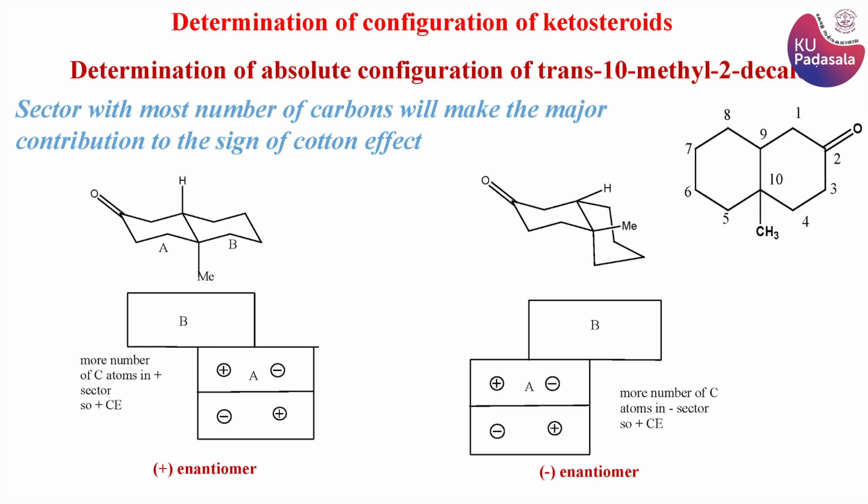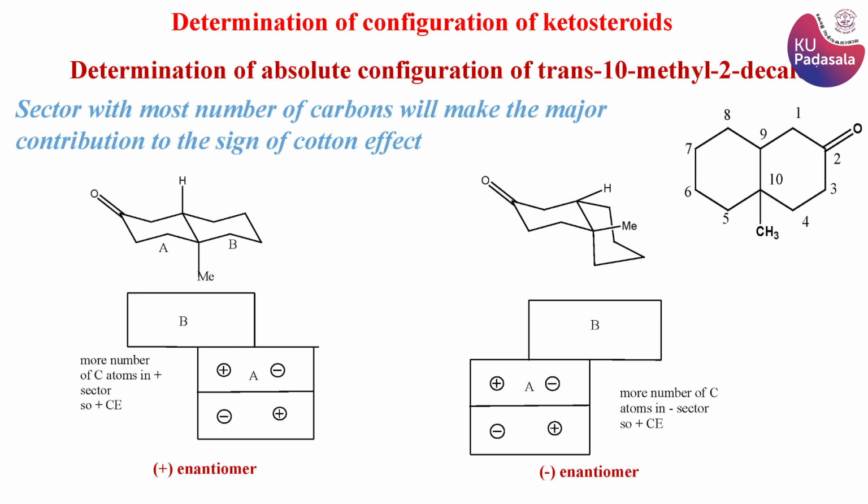So, this is trans 10-methyl 2-decalone, you can see from the figure. If you place this inside the quadrant and look, you will understand that you have an A ring and a B ring. The B ring is lying in the positive quadrant, and the statement is that the sector with more carbons will make the major contribution to the Cotton effect. So, as the B ring is lying in the positive quadrant, this molecule will show a positive Cotton effect. So, we can say that this is a plus enantiomer.